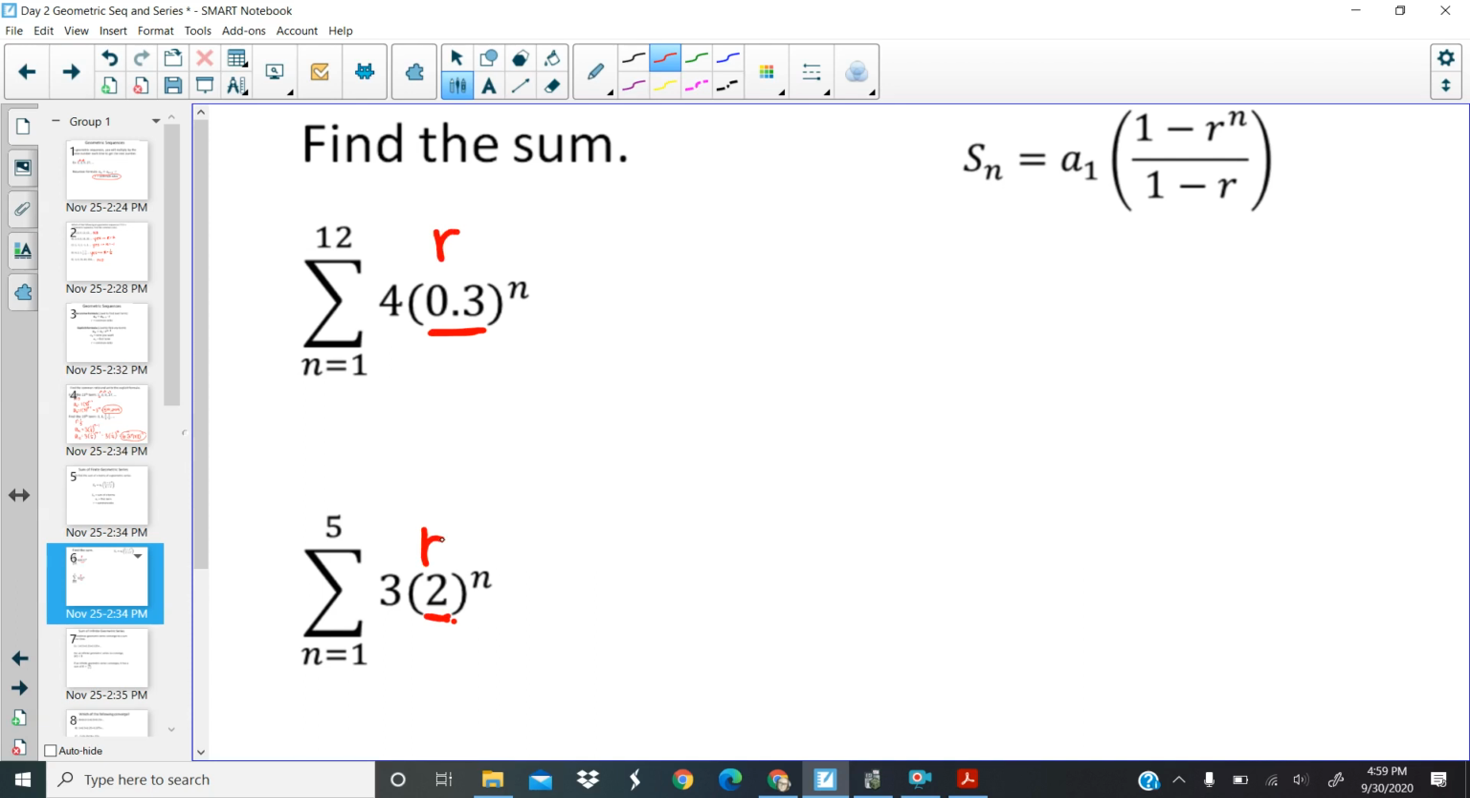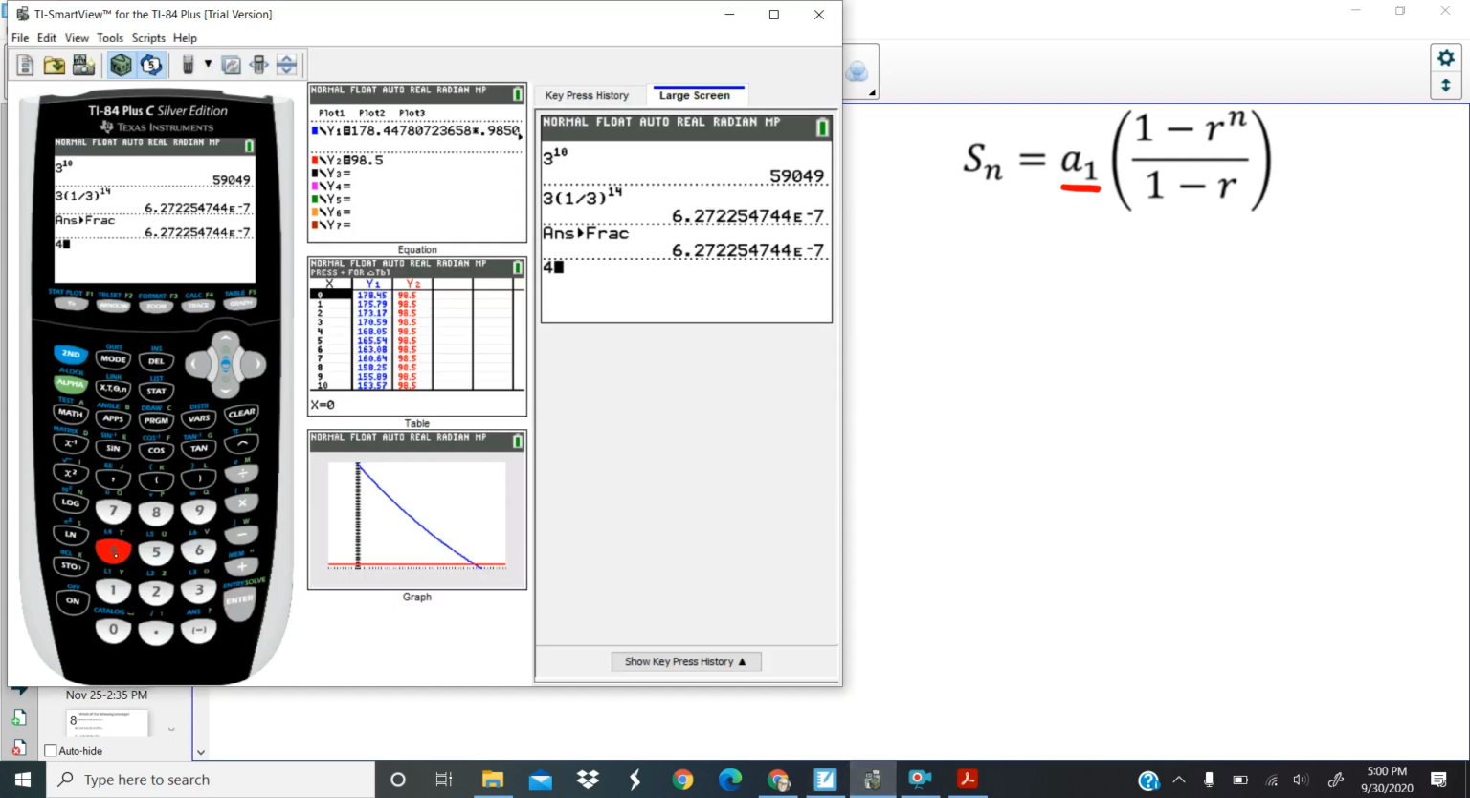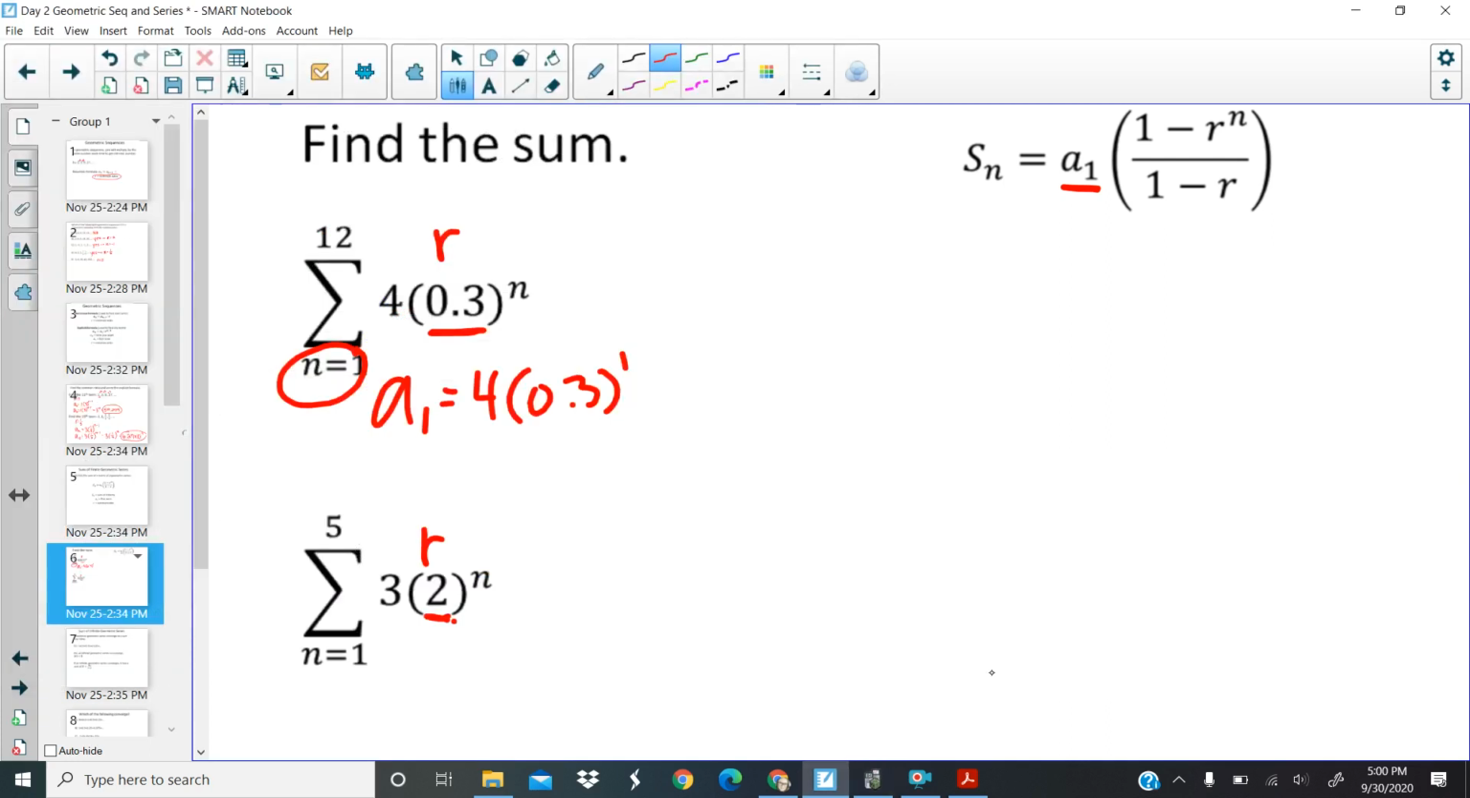So then as you're trying to find the sum, the first term is one of the things you have to start with. To find that first term, you're going to have to use n equals 1 because that's where you start. So you're going to plug in a 1 for n. So it'd be 4 times 0.3 to the first power. And that's going to give you your first term. So I'm going to come to my calculator and I would have 4 times 0.3 raised to the first power and you get 1.2.